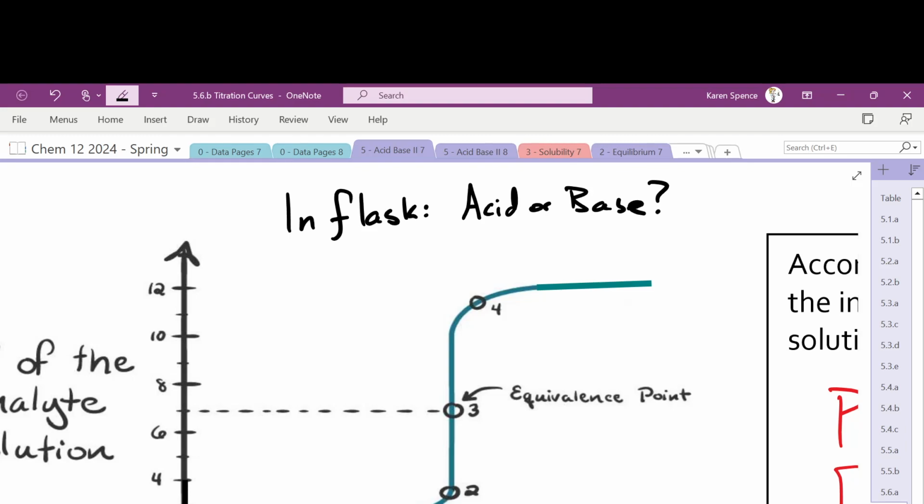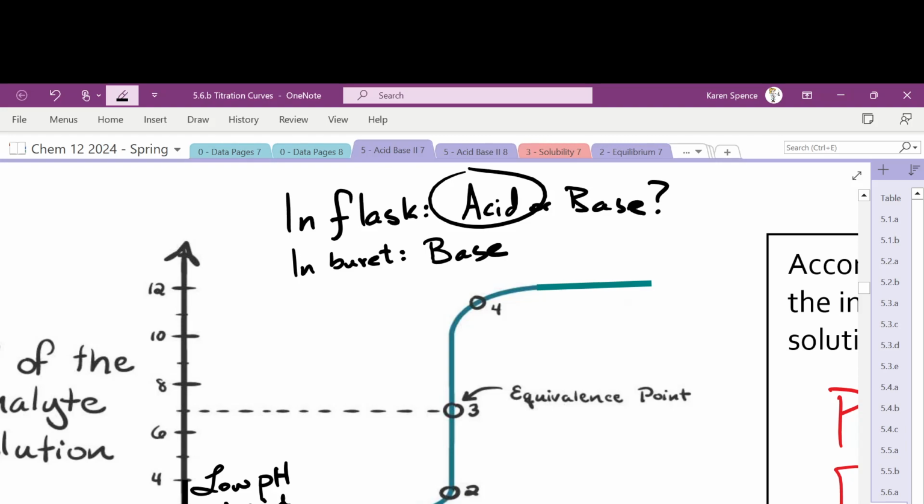Is it an acid or a base? Acid. Why? Because it starts at a lower pH. Because the pH is low to start. Okay, and so we would have the base in the burette.